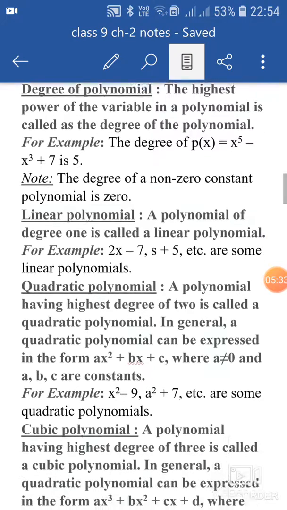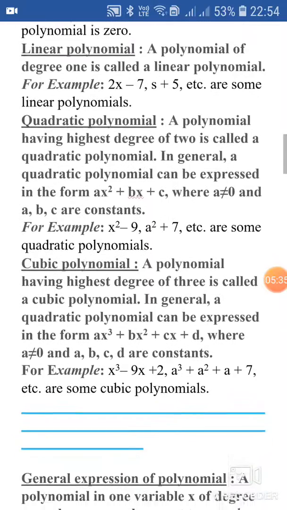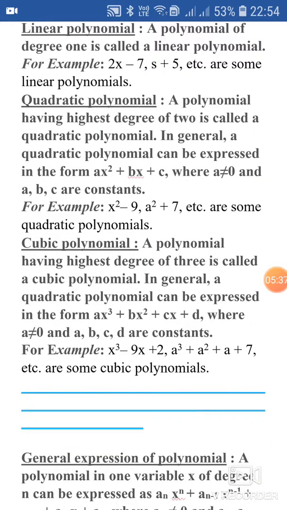Here we say linear polynomial, quadratic polynomial, or cubic polynomial. Linear polynomial, the variable degree should be 1. Quadratic, the variable degree should be 2. And the cubic polynomial, the variable degree will be 3. I will give you examples.